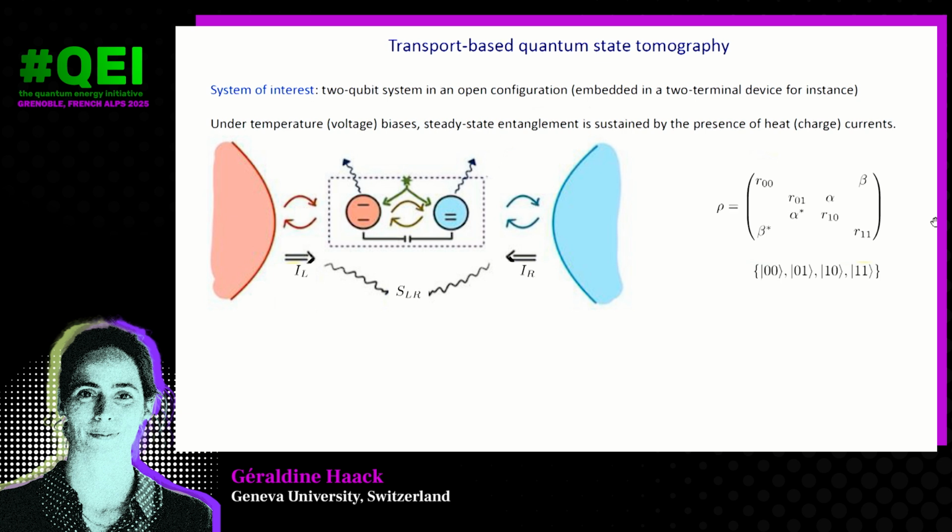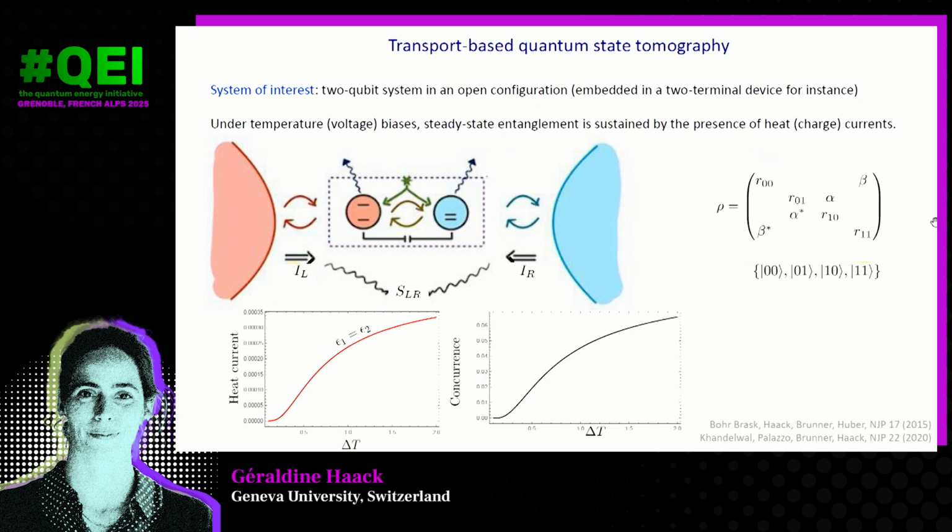So why is this system of interest in particular? It is because in previous works we have shown that, thanks to this current flowing through the system, we can have entanglement between the two qubits. And this can be seen with these two plots. Here I show you the heat current as a function of the temperature bias between the two reservoirs. And as is very intuitive, as soon as you have some difference in temperature, you have a heat current flowing, and here I show it for energy degenerate qubits.